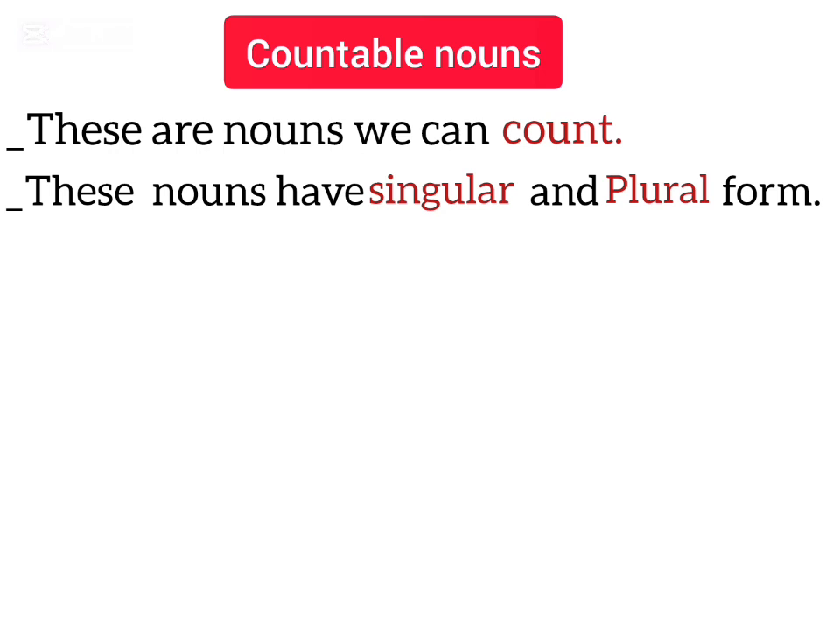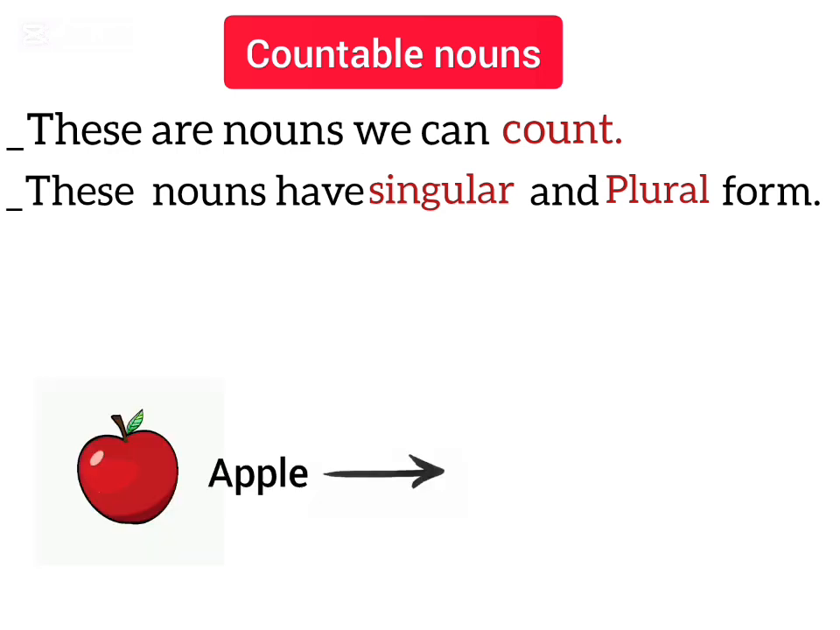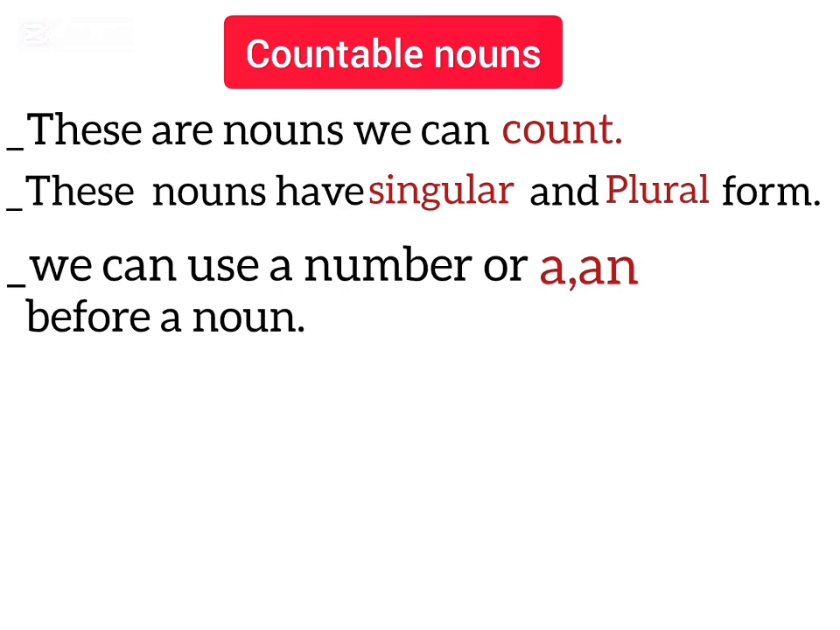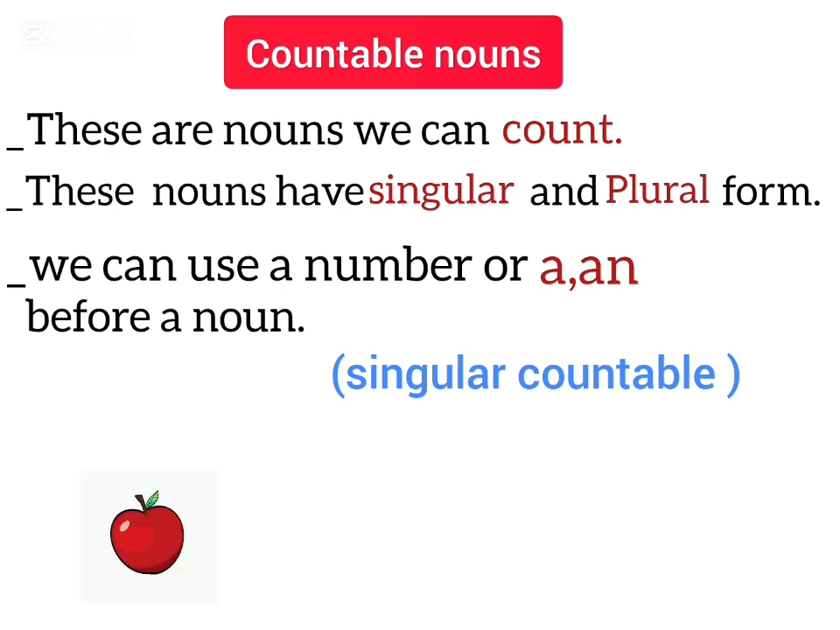These nouns have singular and plural form. Example: apple, singular; apples, plural. So we can make plurals by adding s or es to a singular word. We can use a number, a or an before a noun. These are known as singular countable nouns.